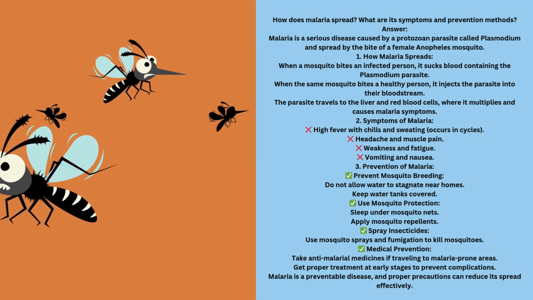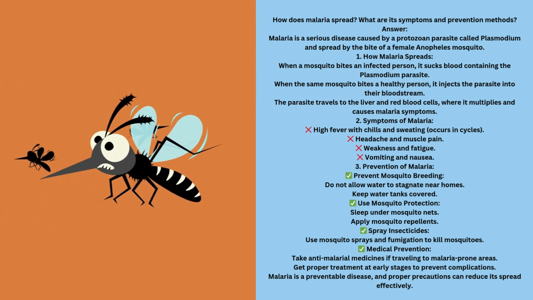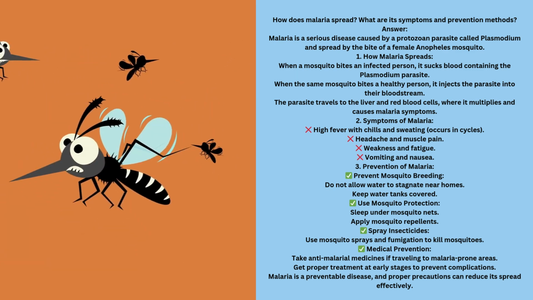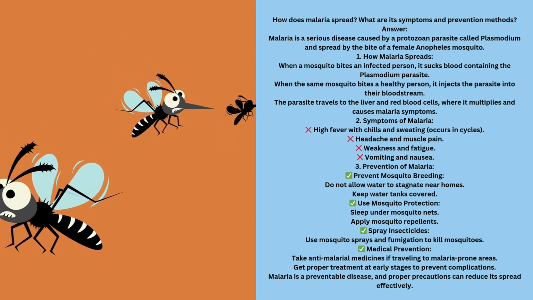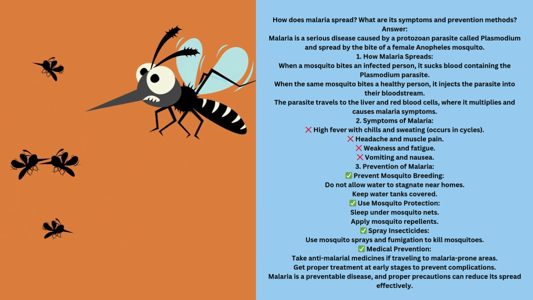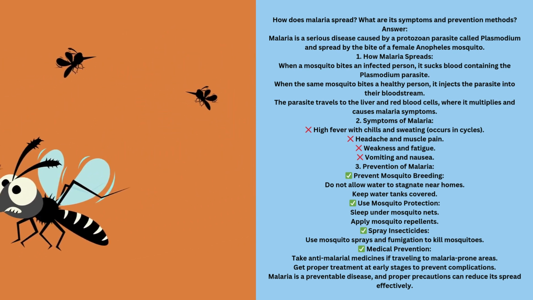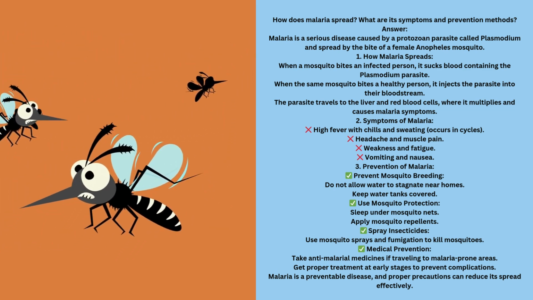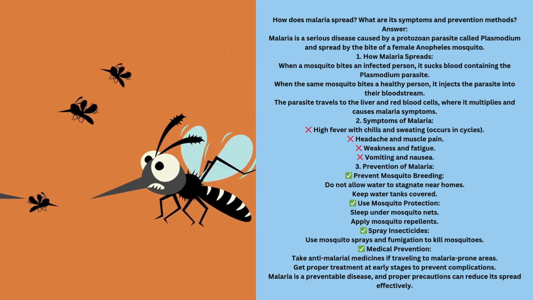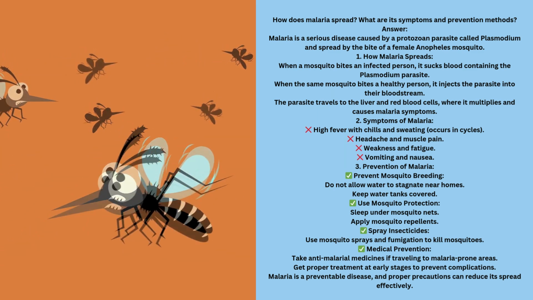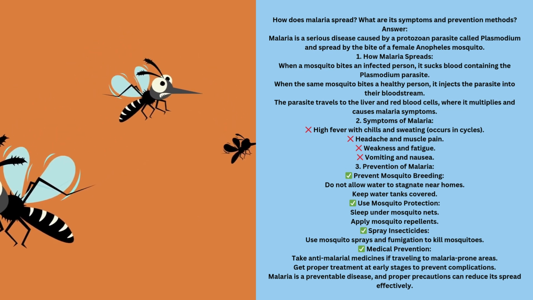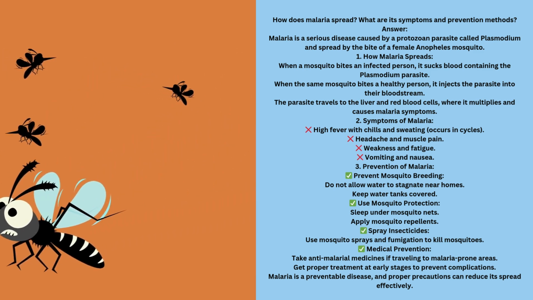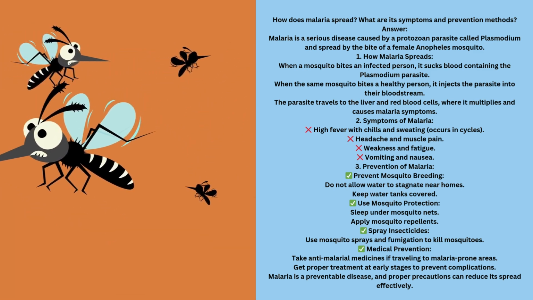A major question arises: how does malaria spread, and what are its symptoms and prevention methods? Malaria is a serious disease caused by a protozoan parasite called Plasmodium and spread by the bite of the female Anopheles mosquito. When a mosquito bites an infected person, it sucks blood containing the Plasmodium parasite, and when the same mosquito bites a healthy person, it injects the parasite into the bloodstream. The parasite travels to the liver and red blood cells, where it multiplies and causes malarial symptoms. The symptoms could be high fever with chills, headache, weakness, vomiting and so on.